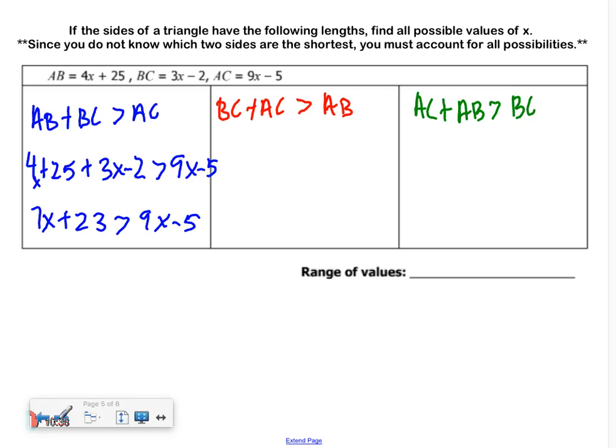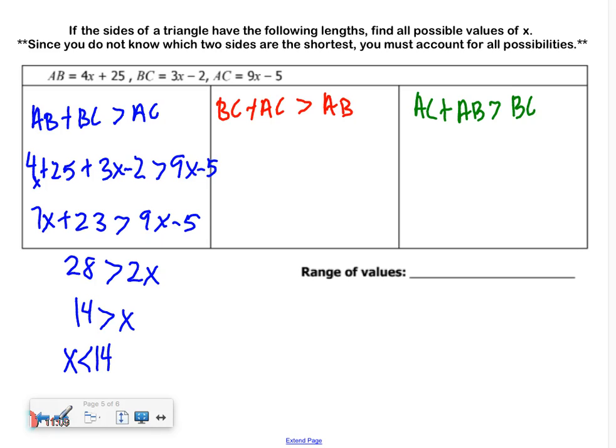All right, now let's bring our x's to one side. So I'm going to subtract 7x over here and add 5 over here. So x, what do we get when we divide by 2? 14 is greater than x. And then I'm kind of weird, I like to put my x first, so I'm going to have x is less than 14, just because that's how I read things.